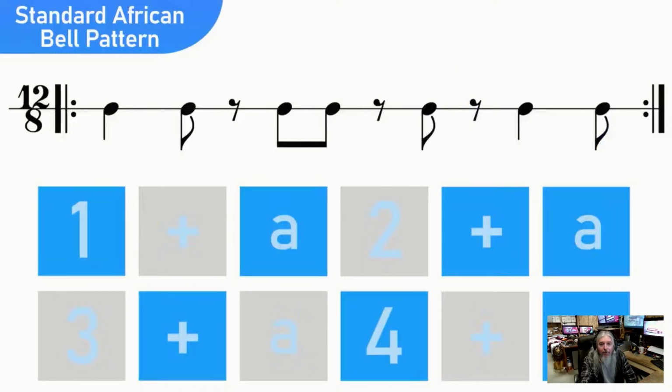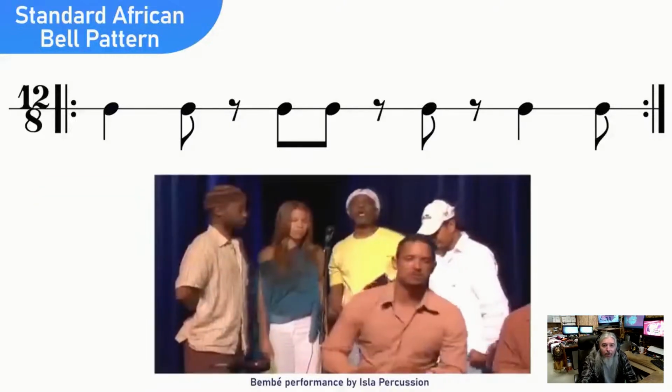Now, in a similar way to how the claves traditionally were played on the clave instrument to effectively pin down the rhythm of the music, the standard African bell pattern, the bembe pattern, would have been played on a bell or a similar instrument to, once again, keep the rhythm tied down, keep this consistent rhythm going.